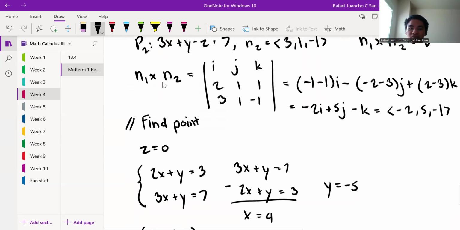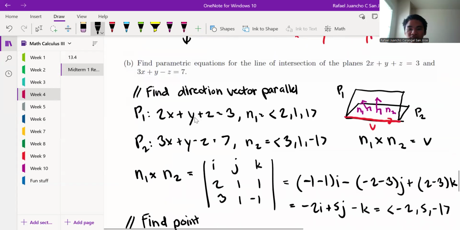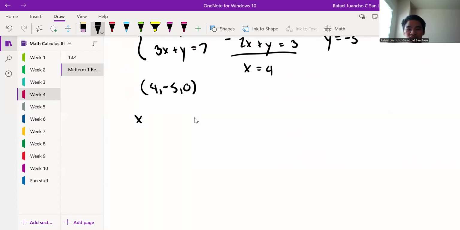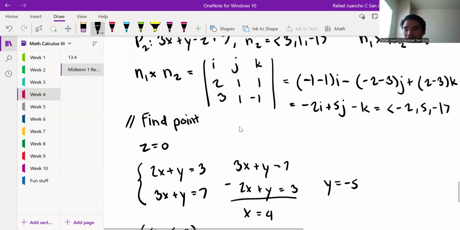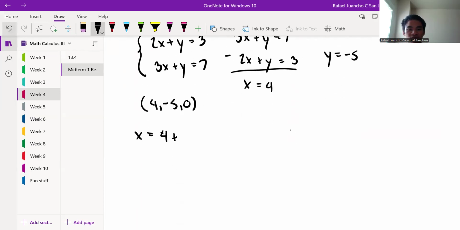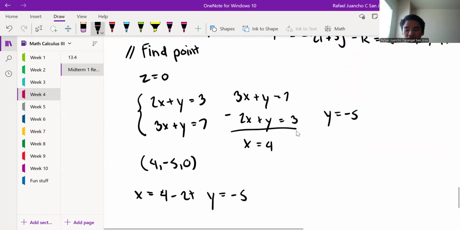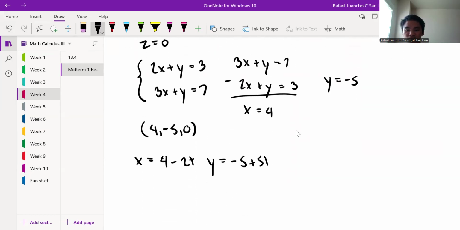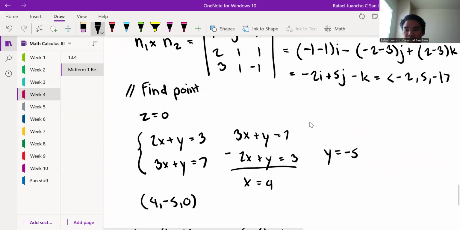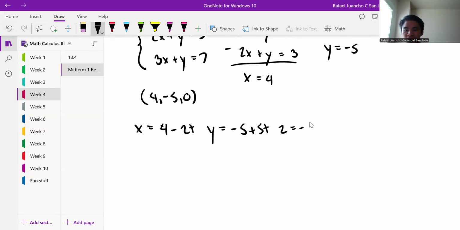Then from there, I have my parametric equation. So my x is 4, and then I add it to my direction vector. Oh, it's negative. So 4 minus 2t. My y is -5 plus 5t. And my z is 0 minus t. So it's just -t. And then that's it.